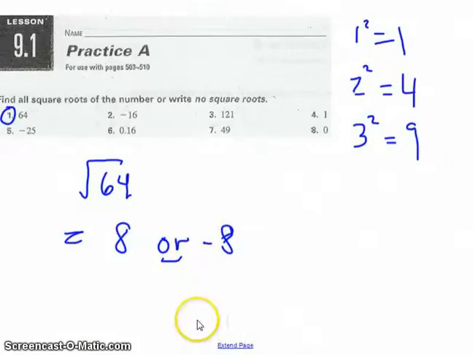Basically, what I need you to realize is that any number, when you take its square root, could be positive or negative. Negative 8 times negative 8 is 64, just like negative 3 times negative 3 is 9. So when you're doing square roots, you're generally going to get 2 answers, a positive and a negative. Let's move on to the next one that I want you to do.